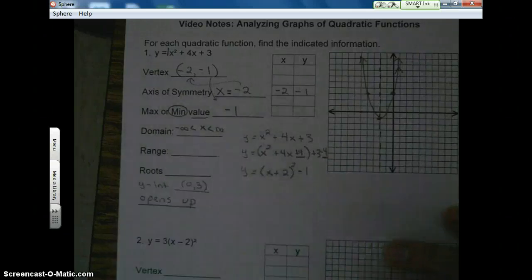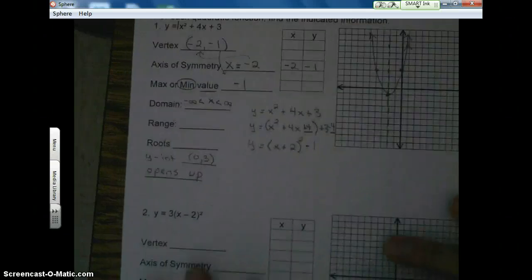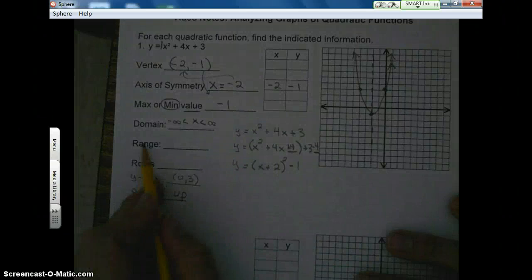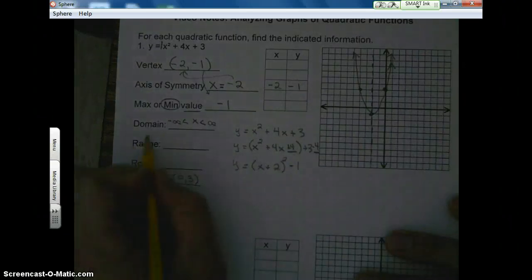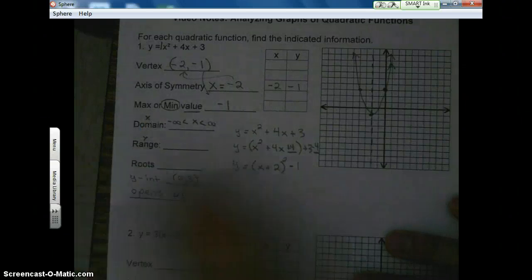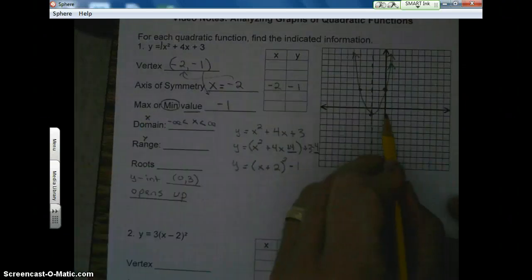No equal signs. Range. Remember, range is from the lowest to the highest. And remember, range is your y coordinates. Domain is your x. So lowest is -1.